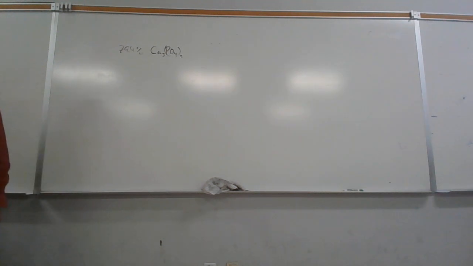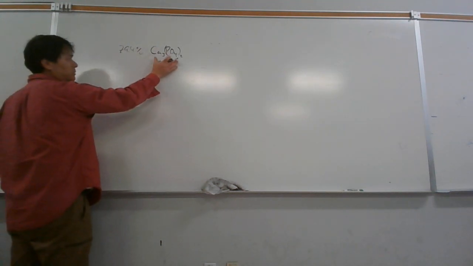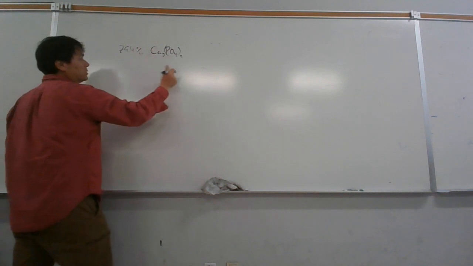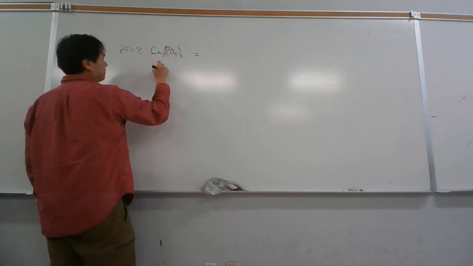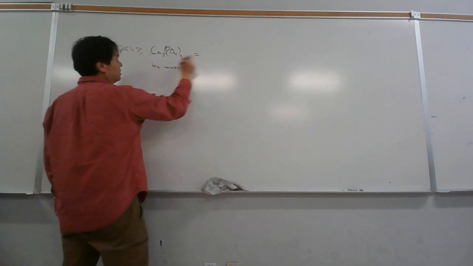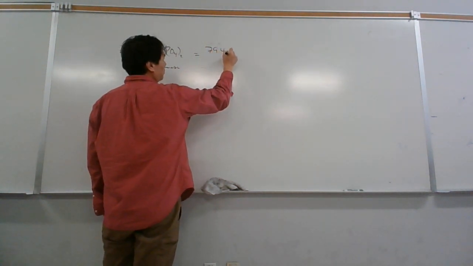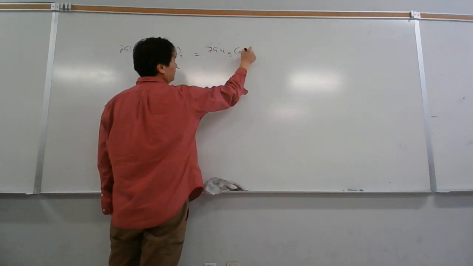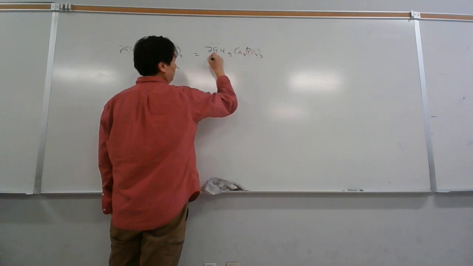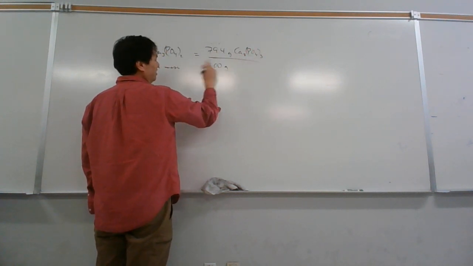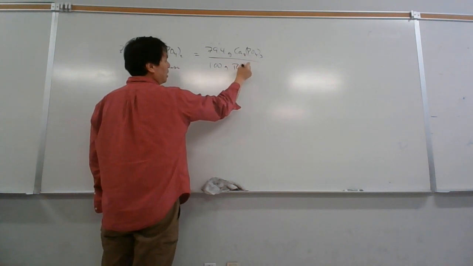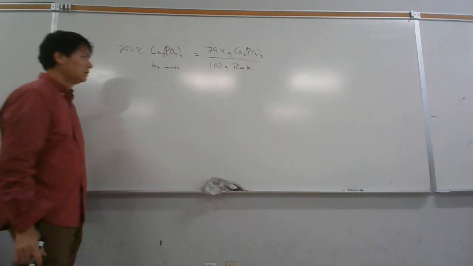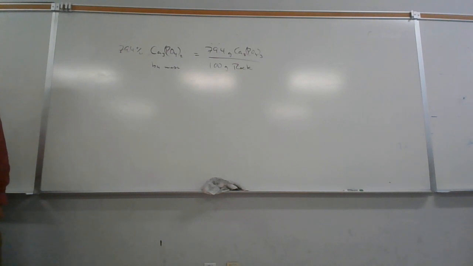Now, rocks are made up of minerals. This would be a mineral. A mineral is a pure substance. And so this is by mass. What this means is we're going to have 79.4 grams of pure calcium phosphate for every 100 grams of the ore, what they call the rock. The rock is going to be a mixture of different compounds, of which it looks like calcium phosphate is a major component.